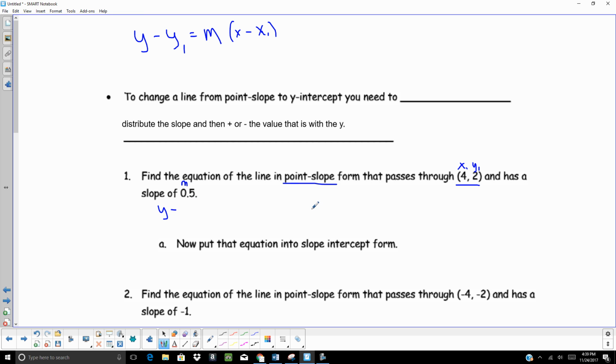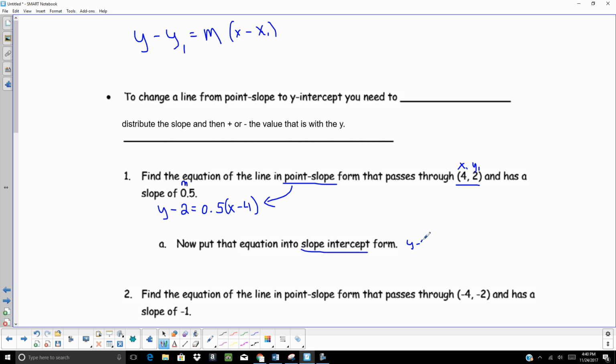Y minus my y sub 1 value is 2. My slope is 0.5. Then you just put x minus, and my x coordinate is 4. Okay, that's what it is in point slope. You don't have to do anything else. Here, it says to put it into slope-intercept form. So we're going to start with where it's at.